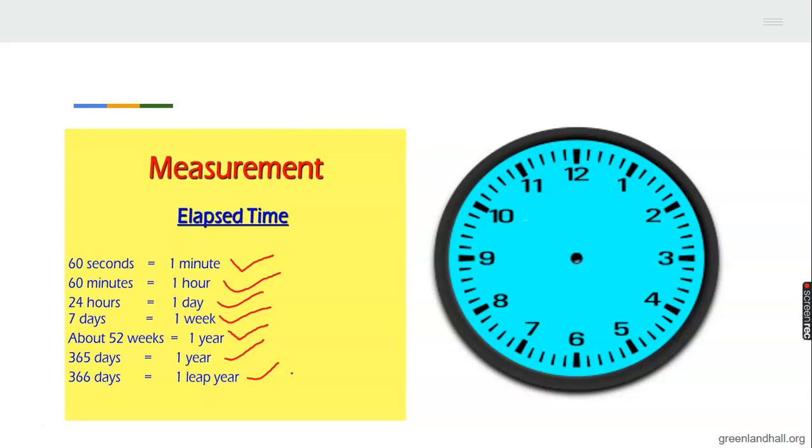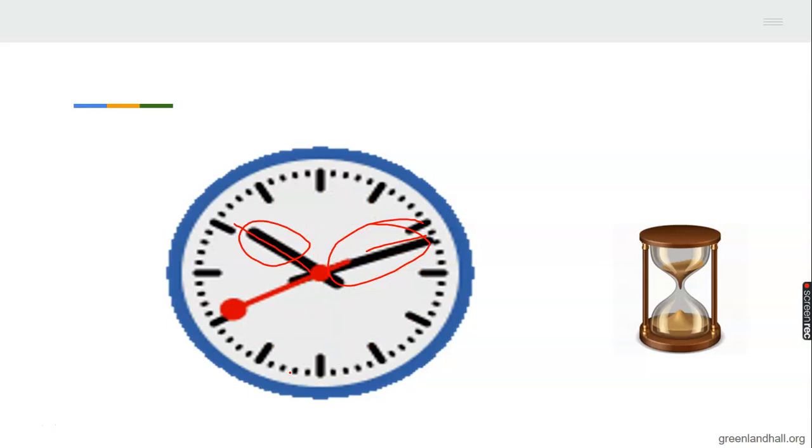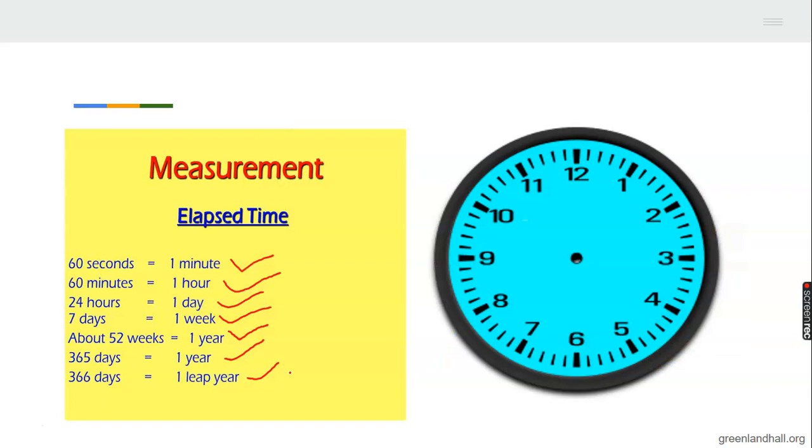I was telling you before that the long hand that keeps moving round and round is the second hand, this red one. It is the second hand. When it moves round the clock like that, it would have completed 60 seconds. Let me show you. Look at this. This is the o'clock. This is zero.